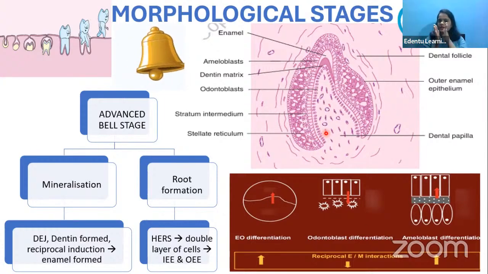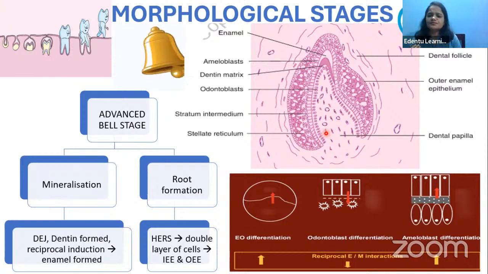Okay, so there is a thin membrane that is present between the inner enamel epithelium and the dental papilla. That is called the membrana preformativa. Now this membrana preformativa is what is forming the future dentino-enamel junction.